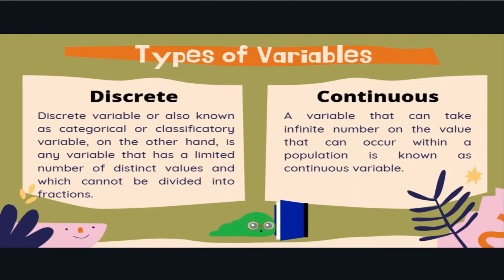Next types of variables are discrete and continuous variables. A variable that can take infinite number of values that can occur within a population is known as continuous variable. Its values can be divided into fractions. Discrete variable, also known as categorical or classificatory variable, on the other hand, is any variable that has a limited number of distinct values and which cannot be divided into fractions.